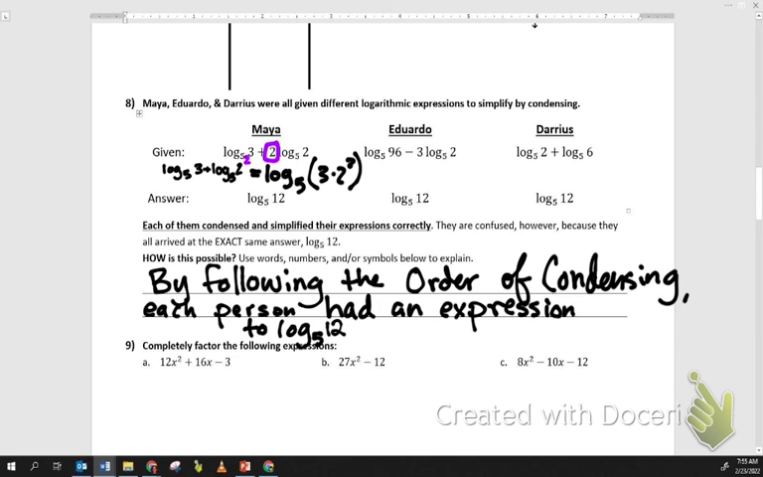So, we know that it's possible because even though each student had a different expression to start with, as long as you follow the order of condensing, it's perfectly okay to have the same expression at the end.